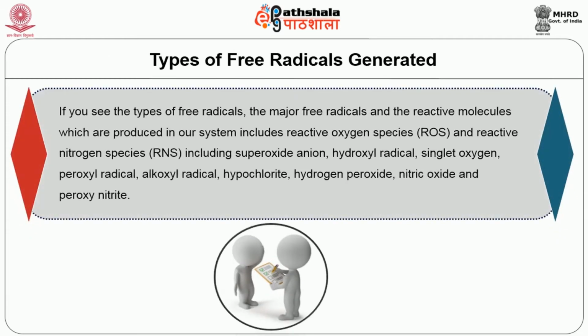Now, if you see the types of free radicals, the major free radicals and reactive molecules which are produced in our system include reactive oxygen species, otherwise termed ROS, and reactive nitrogen species, otherwise termed RNS, which include superoxide anion, hydroxyl radical, singlet oxygen, peroxyl radical, alkoxyl radical, hypochlorite, hydrogen peroxide, nitric oxide, and peroxynitrite.